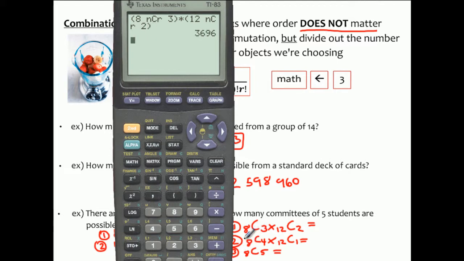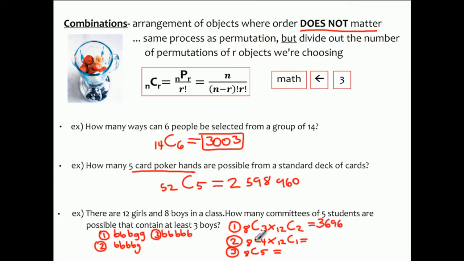So this gives us 3,696. The second situation, when you add that up, is 840. And then the third situation, you get 56 different ways to do that. So we can either have a group of 3 boys and 2 girls. That's the number of ways we can arrange that to happen.